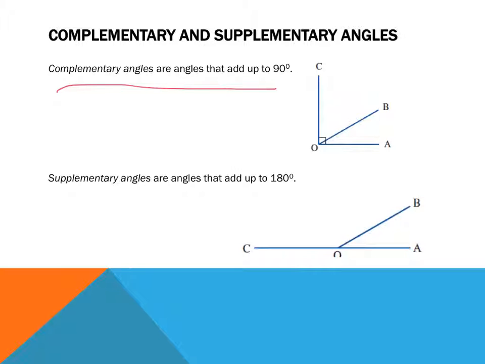Complementary angles are angles that add up to 90 degrees. Supplementary angles, however, add up to 180. So if we look at this diagram here, that angle is complementary to that angle because they add up to 90. This angle here is supplementary to this little angle in here because they add up to 180.